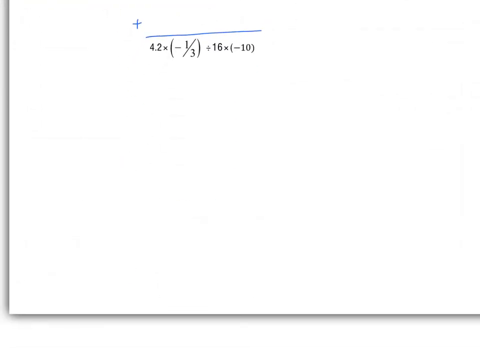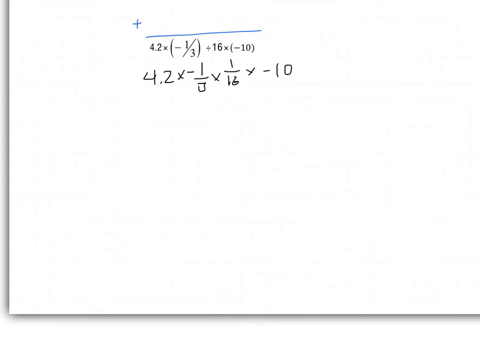Okay, so go ahead and once again make sure that you've done all these problems looking at your compatible numbers first to figure out what you can to make things a little bit easier. Alright, so I'm going to go ahead and rewrite this one as a multiplication. 4.2 times -1/3 multiplied by the reciprocal, that's 1 over 16, times -10.